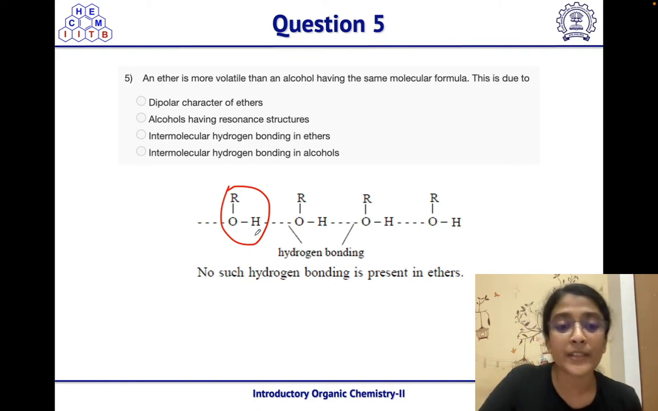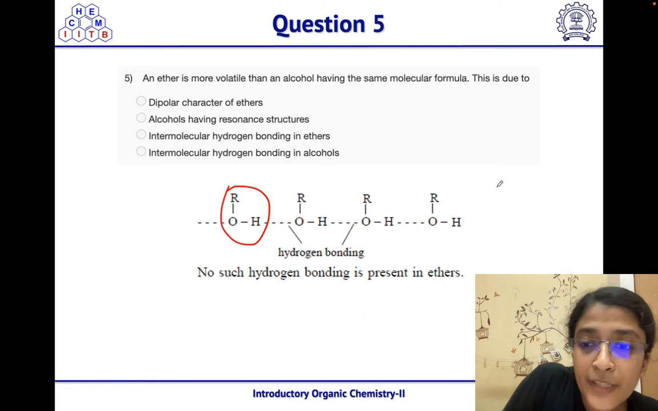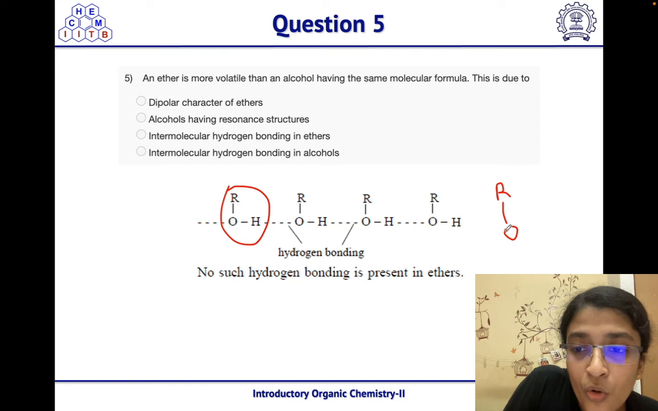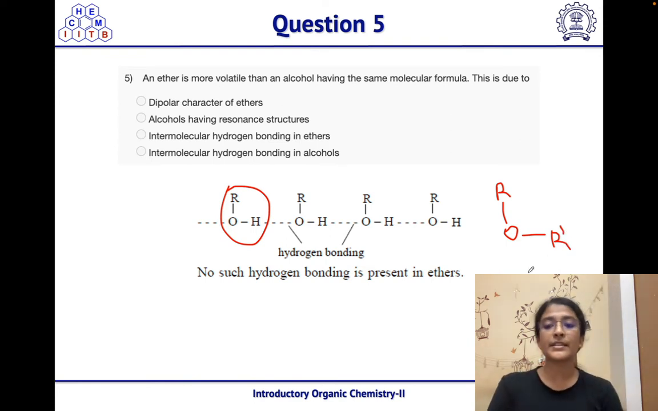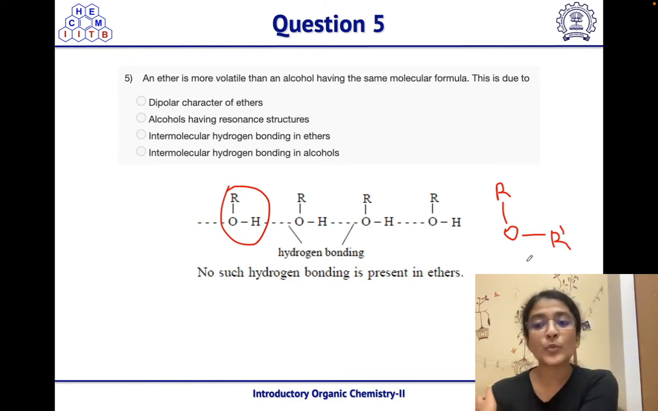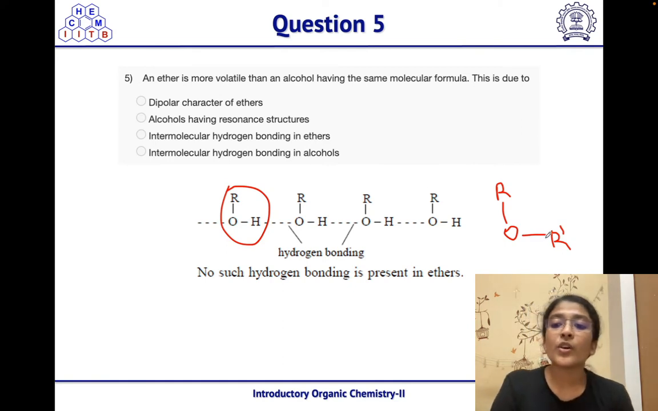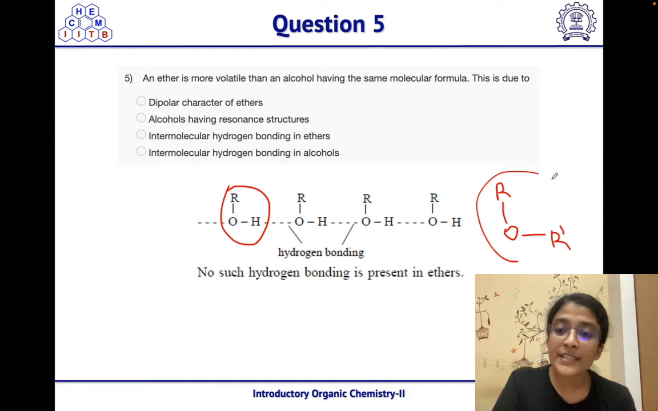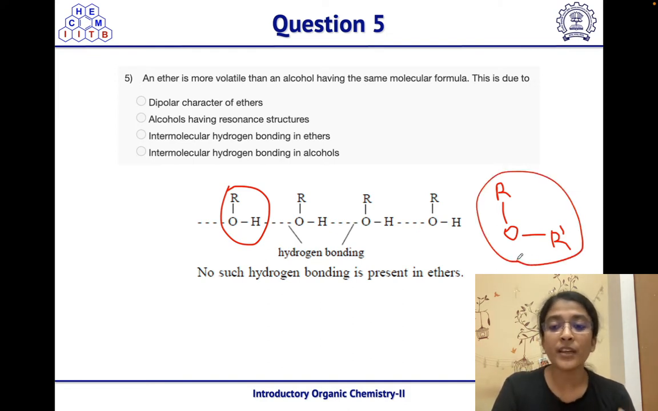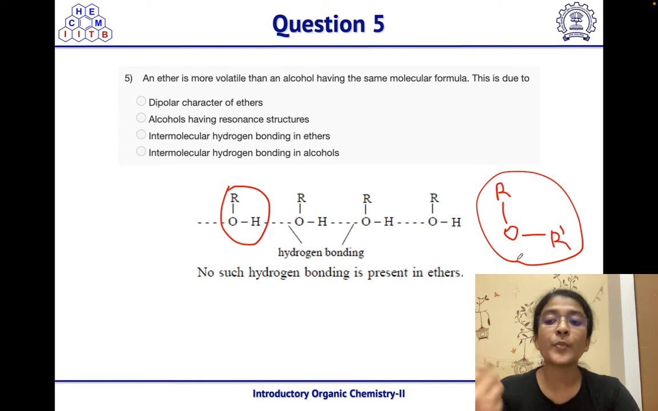But in case of ether, consider ether will be R, O, R dash. It is any group other than hydrogen, like alkyl groups or aryl groups. So here there is no possibility for formation of hydrogen bonding. So this will exist as individual molecules. There will be no such binding force that will keep these molecules together. So it can evaporate very fast.